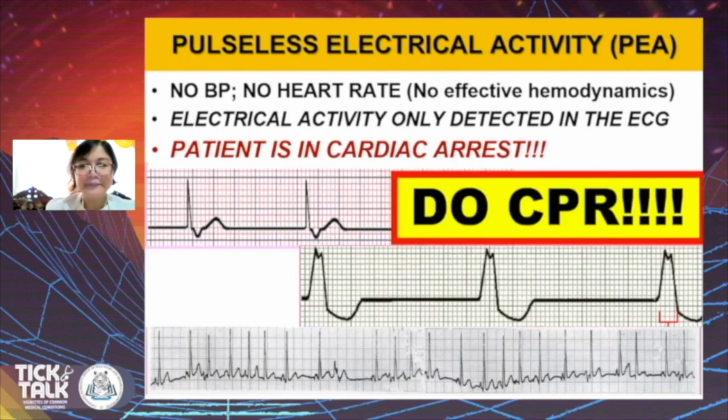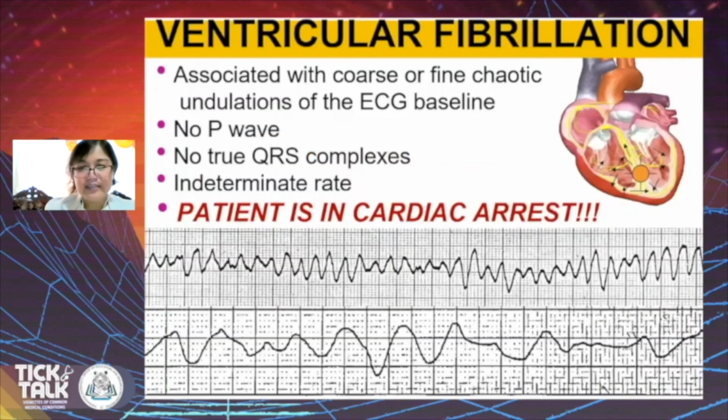All right. Now, when we talk about ventricular fibrillation, of course, your patient is in cardiac arrest. Here, you are not able to appreciate any true P wave, no true QRS. Basically, what we see in the ECG are just fine chaotic undulations. Your patient has an indeterminate rate.